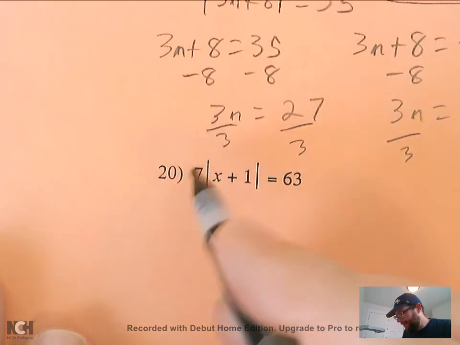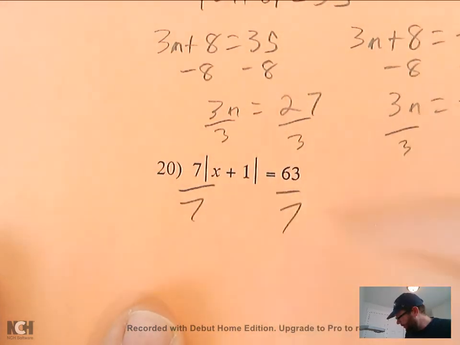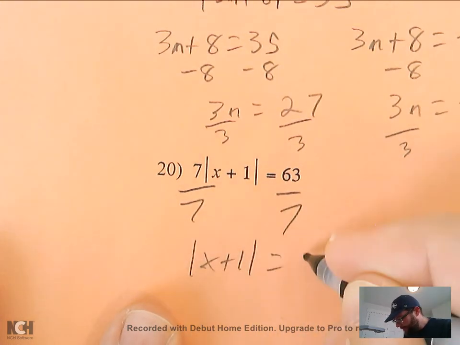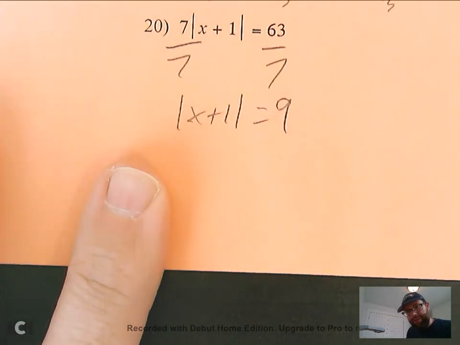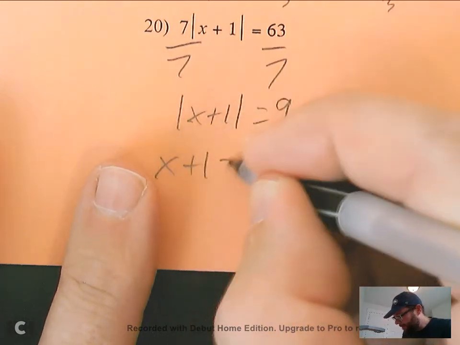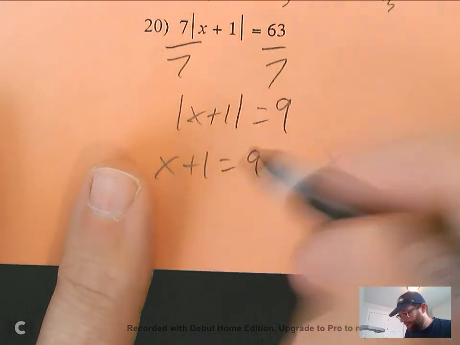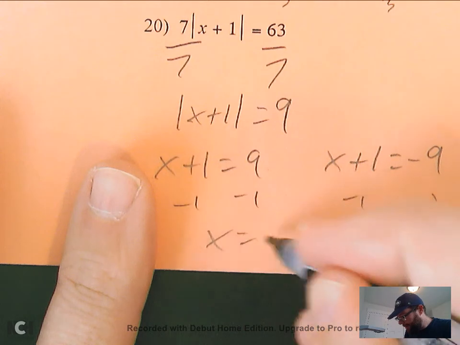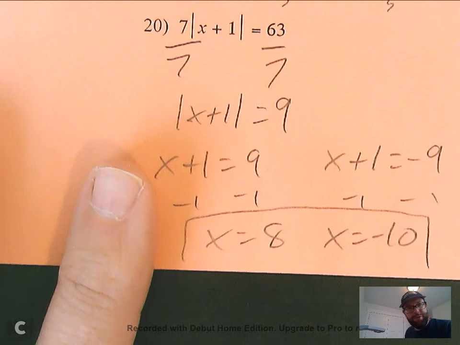So this one, the 7 is multiplying, right? So to get rid of it, I have to divide by 7. So 63 divided by 7 is 9. So the absolute value of x plus 1 is going to equal 9. That's a positive number, so I split it into two possibilities. So x plus 1 could equal 9, or x plus 1 could equal negative 9. And then to solve those, you would minus 1. And you would get either 8, or you would get negative 10 as your possible answers.